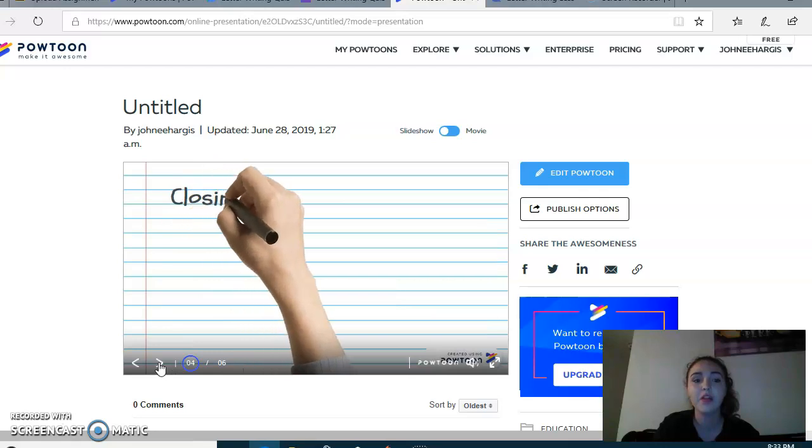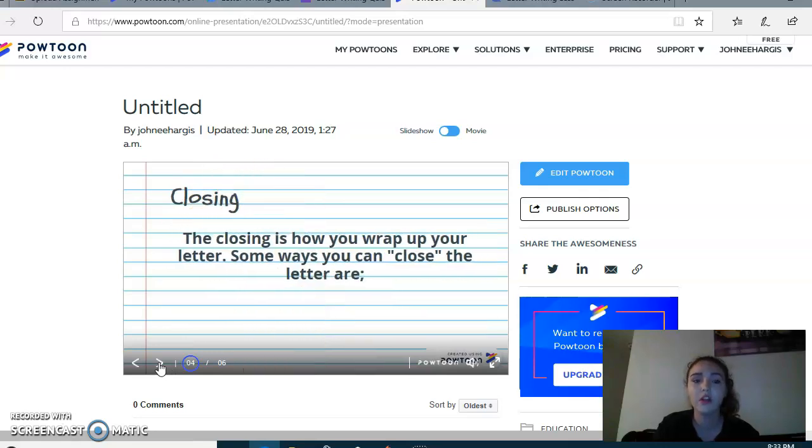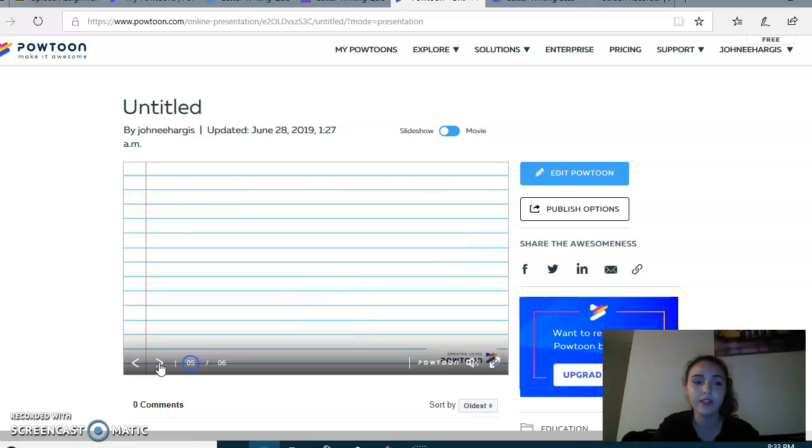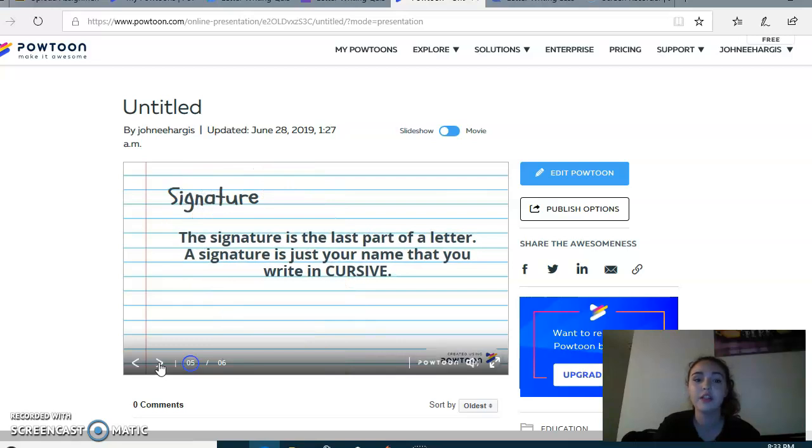So the next part of the letter is the closing. So the closing is how you're going to wrap up your letter. Some examples, you can put love, your friend, thank you, best wishes, whatever you want. And finally, the last part of the letter is your signature. So the signature is just your name, but you must write it in cursive.